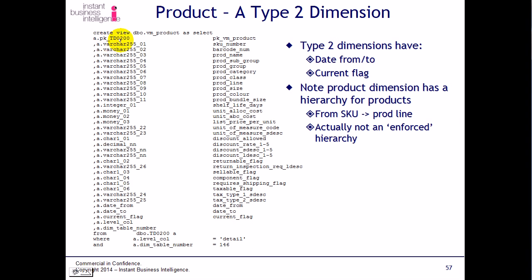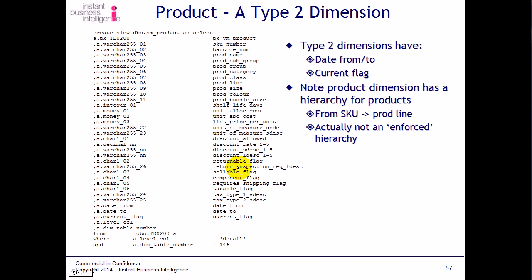So you have PK TD0200 being exposed as PK VM product. And then you have normal things that occur for products: SKU number, barcode number, the product name, the grouping, color, bundle size, allocated cost, activity-based costing cost, list price per unit, unit of measures, discounts allowed, the discount rates. The 1 to 5 means there are 5 discount rates and 5 descriptions, but no need repeating them on the slide. Is the product returnable?